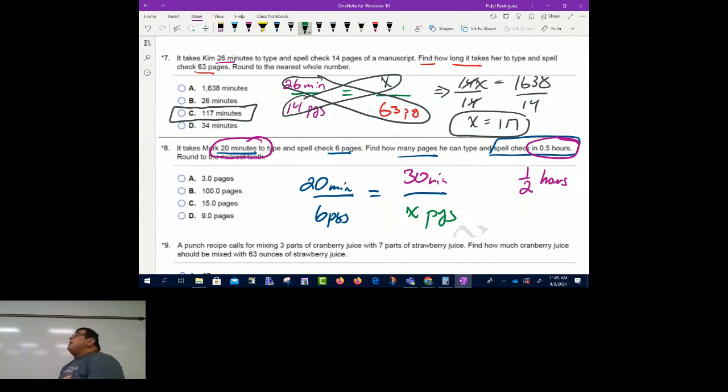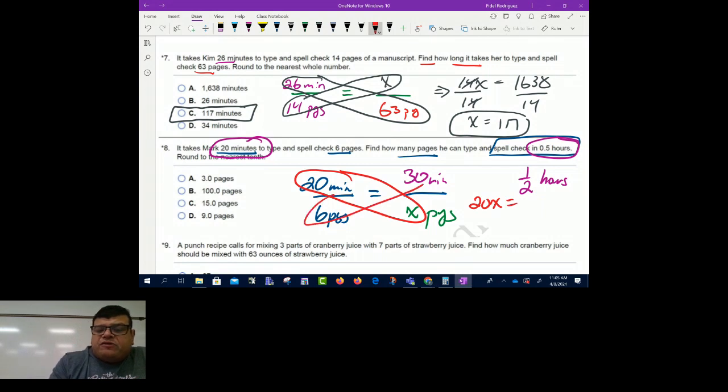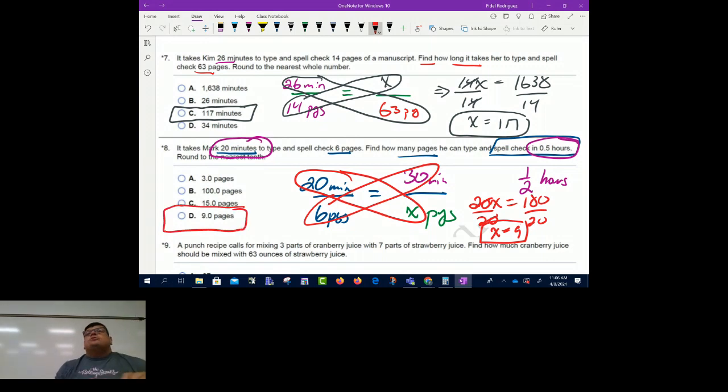So, y'all, the thing about this problem, almost identical to the problem we just did, except we had to do a little conversion here, right? We had to say, well, look, if it's 0.5 hours, that's really the same thing as 30 minutes. Good, good, good. Y'all, we're going to cross multiply again. That's going to give me a 20x. 6 times 30 should give me 180. So when we divide both sides by 20, I'm coming up with 9. And that looks like choice B. Okay. 9 pages, y'all.